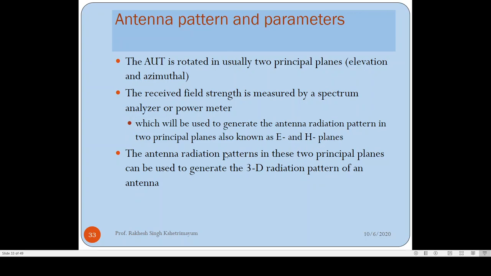From the E and H plane pattern you can generate the 3D radiation pattern by rotating one of them along the pattern of the other plane.